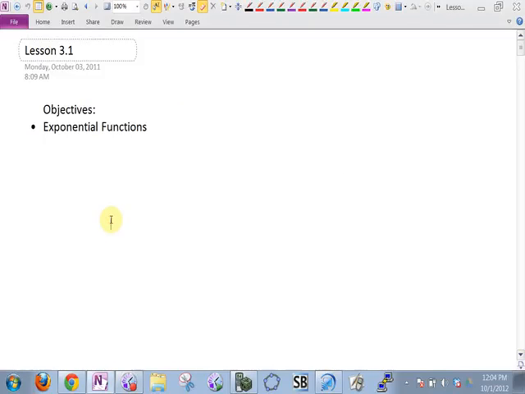Okay, chapter 3 is all about exponential functions and logarithms. Logarithms aren't bad. Okay, one of the biggest mistakes students make when solving exponential equations and logarithm equations.